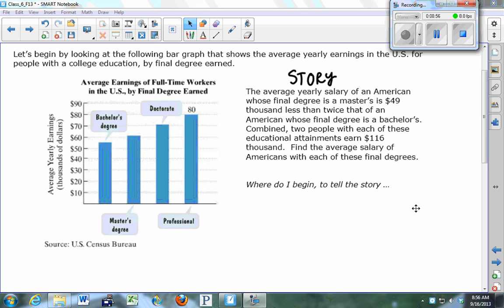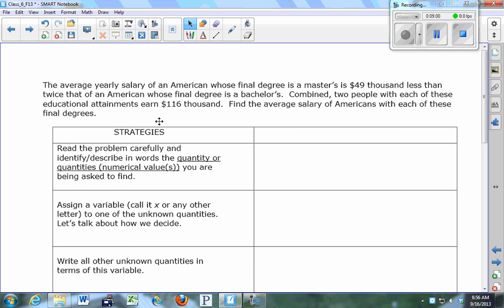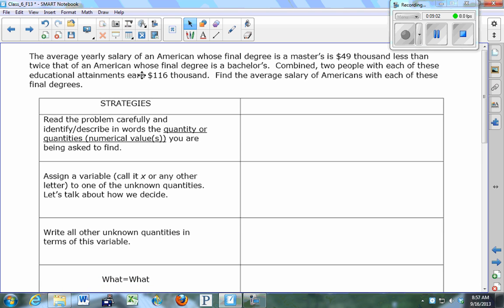So where do I begin to tell this story? What's my first step in solving this? Well, let's take a look. Next page. All right. So we've read the problem carefully, and now our duty is to describe or identify in words the quantity or quantities we don't know yet if it's just one thing they're asking us to find or two. You are being asked to find. So just in words, give me one thing we're being asked to find. One thing.